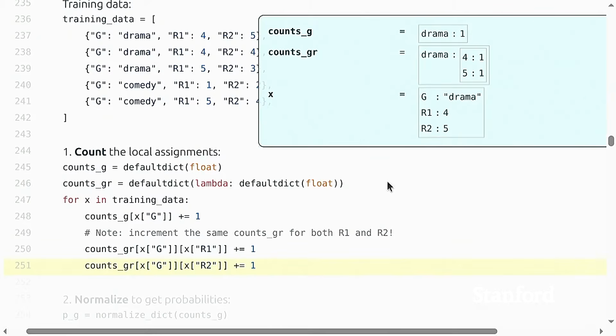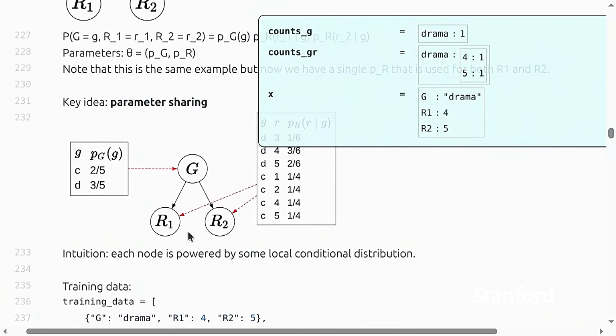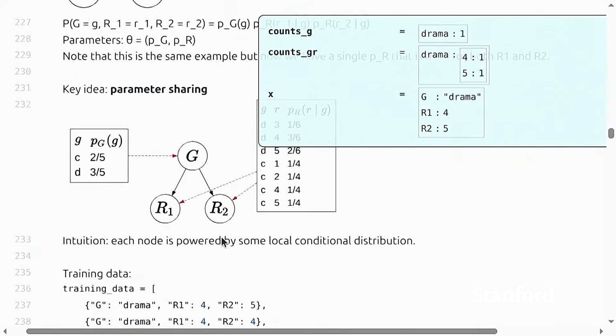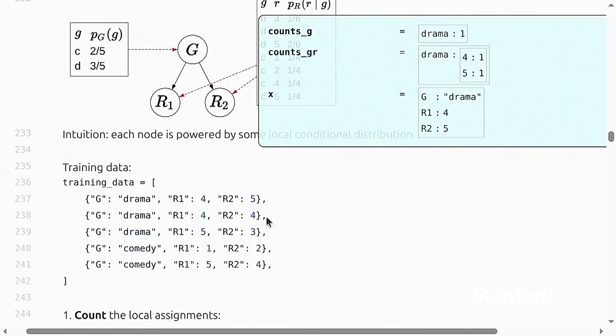Good question. How is this different from just combining these two nodes into the same variable? The idea here is that these are still two users, right? So when you collect data, I'm going to collect genre, the rating of user 1, and the rating of user 2. So here the data is exactly the same as before. If you collapse it into one node, you wouldn't have a place to write down both the rating of user 1 and user 2.